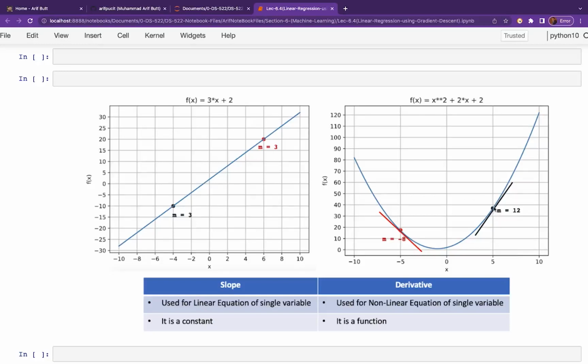And similarly, at this black point, the slope of the tangent is positive 12, which means for 1 unit increase in x, y or f(x) increases by 12 units.